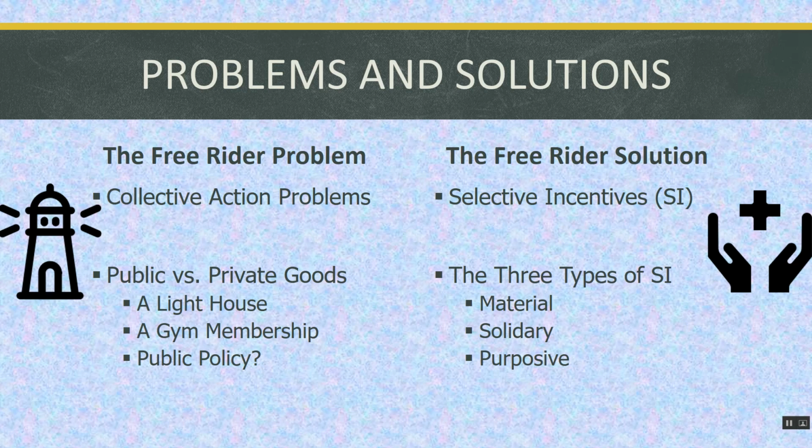Finally, we've got purposive benefits. Purposive benefits are basically the psychological, moral, and ideological satisfaction that we derive from contributing to a cause that we believe in. So, for example, the Children's Defense Fund is an interest group that lobbies primarily on behalf of children. It campaigns against things like child abuse and for the expansion of funds for early childhood education, so on and so forth.